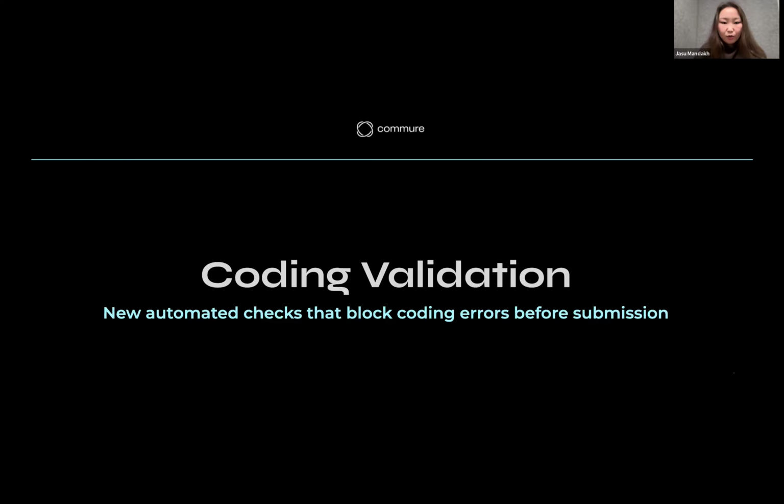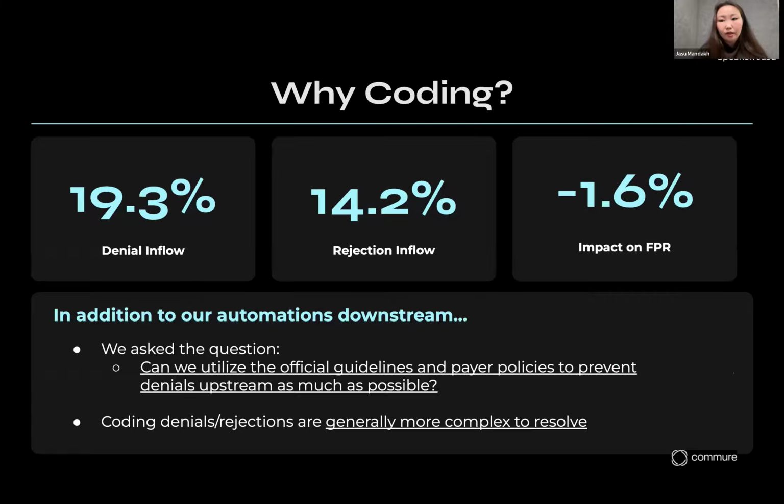Okay, so coding validation. We have introduced a couple of blocks on the claim before it goes out to prevent coding validation denials, but we are also planning a couple of automated ways to suggest coding changes on the claim. So we'll get into that. Next slide.